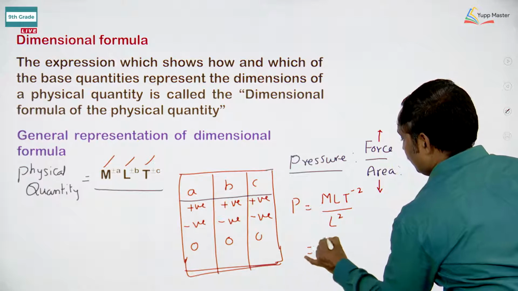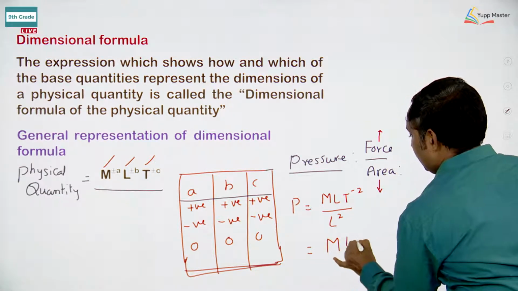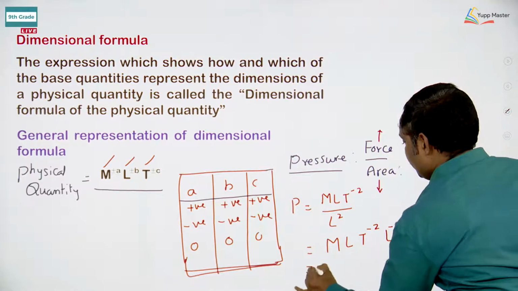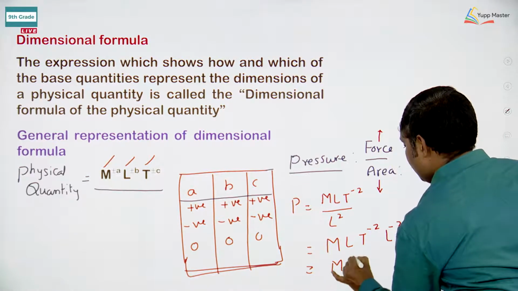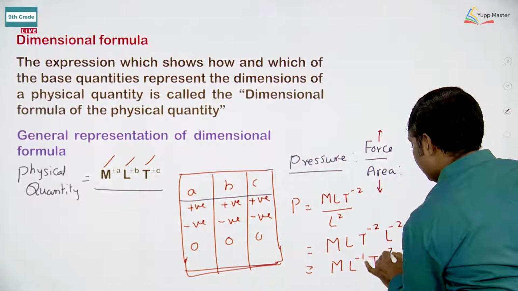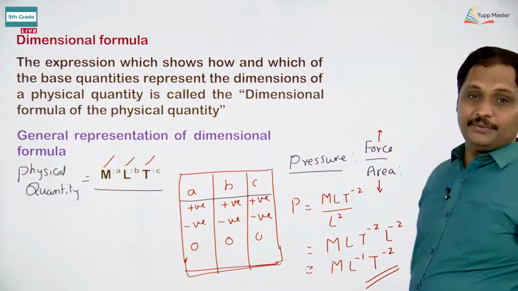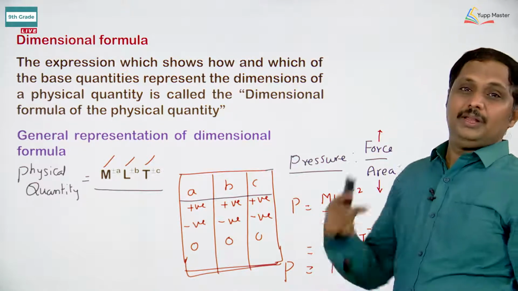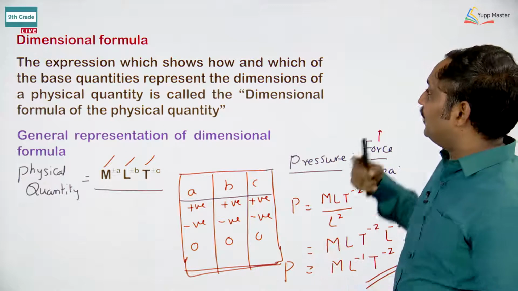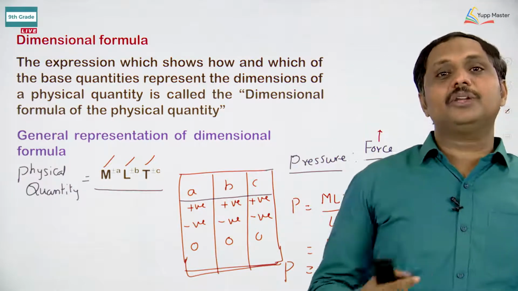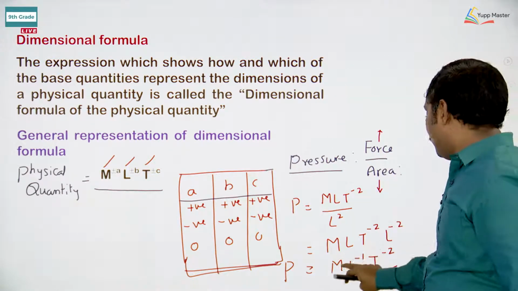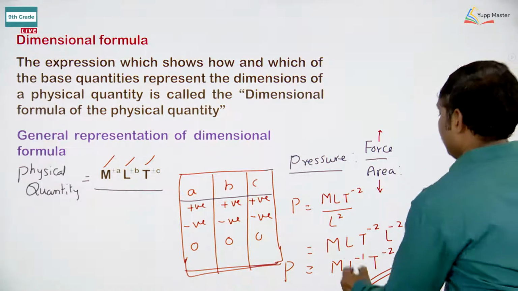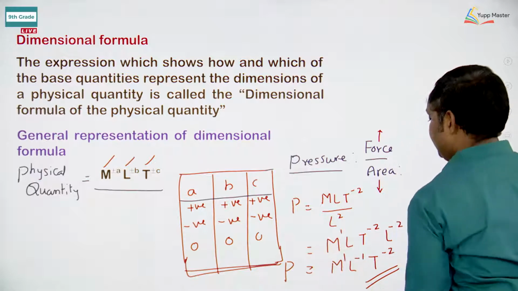P is equal to M L T minus 2 L power minus 2. Therefore, M into L minus 1 into T minus 2. Very clear. Now, this is the dimensional formula. You can take that dimensional formula which involves the base quantities mass, L, T. So, M power 1, you can take that M power 1.